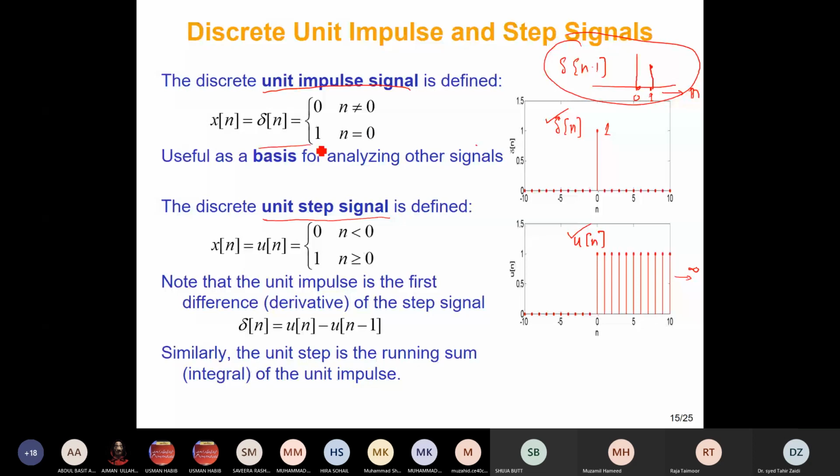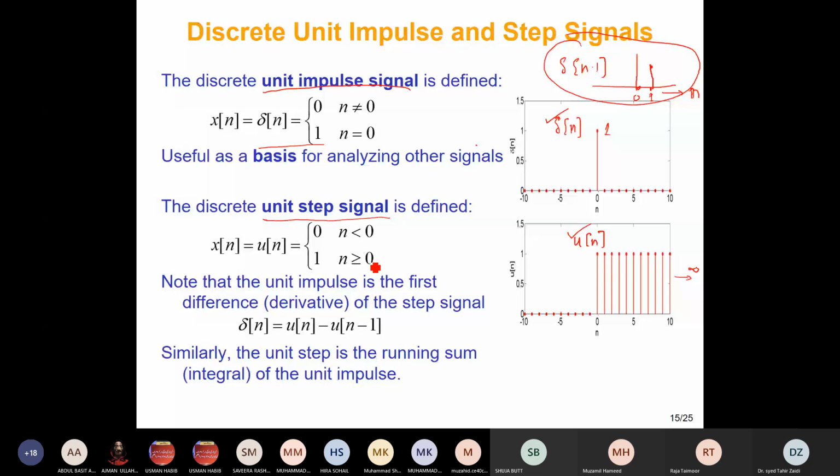So delta n, if you just write it mathematically, its value is zero for all n's except for n equal to zero. At n equal to zero, this is one. This is how we mathematically write it: it is equal to one at n equal to zero, and if n is not equal to zero, its value is zero. That is your unit impulse. And the unit step is zero for all values of n which are less than zero, minus one, minus two, all the way to minus infinity. It is zero throughout. At n equal to zero, it becomes one and then remains one throughout. So that is your unit step signal.